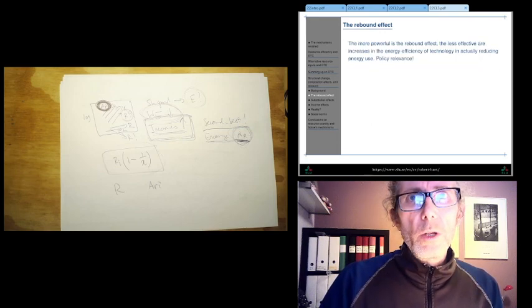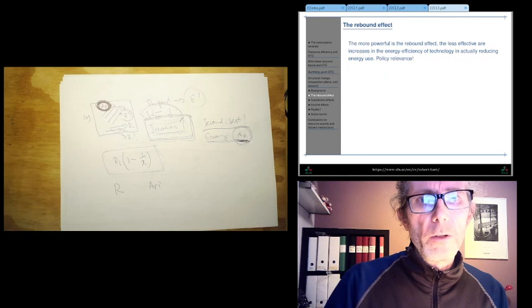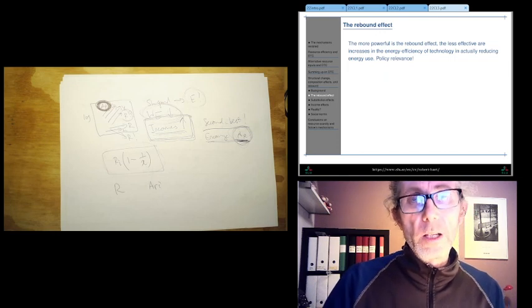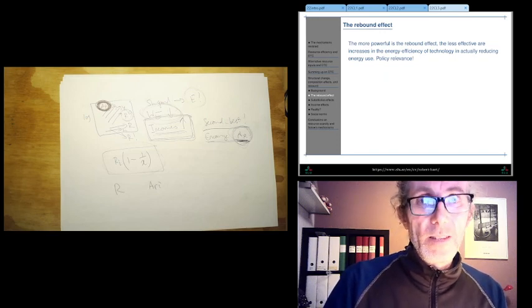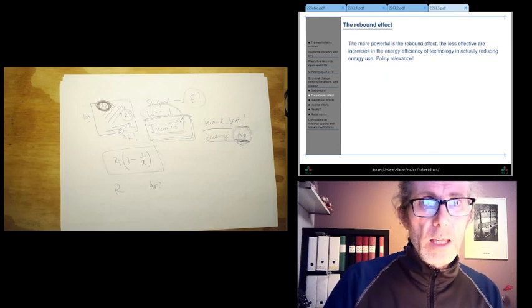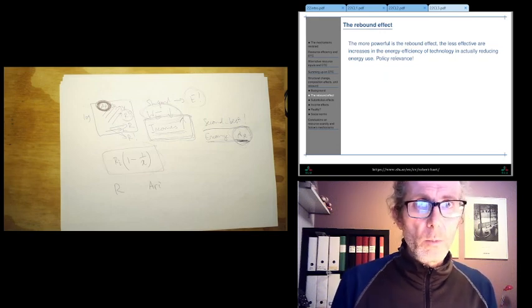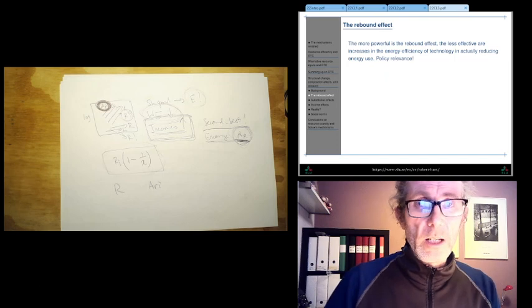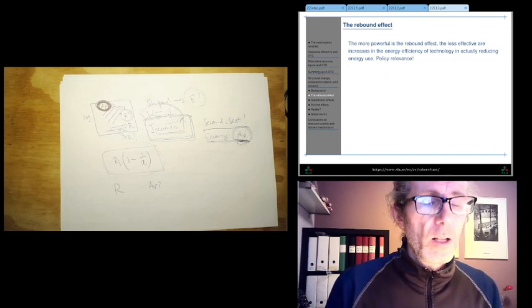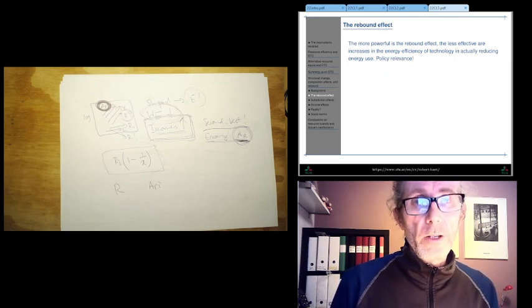So that is rebound. The more powerful the rebound, the more powerful effectively the substitution effect is, the less effective are increases in ARI in reducing R. And that is policy relevant. So if we're thinking that, oh, it's tricky to tax emissions, but we can just subsidize efficiency, well, that won't work if there's very strong rebound.